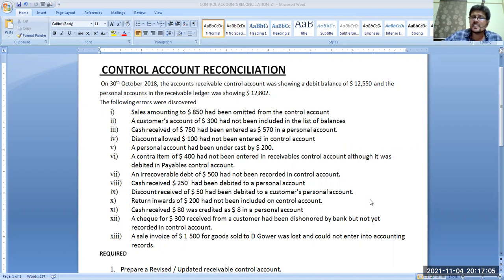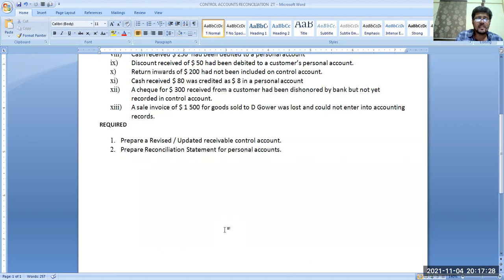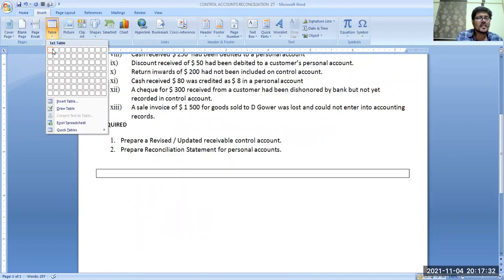So there are 13 reasons which are given here, which could create differences, and so we have to reconcile. So what could be the requirement in this question? A revised and updated account receivable control account. We have to make the control account again, and we have to prepare a reconciliation statement for personal accounts. So first, what we do, we'll make a T account for control account.